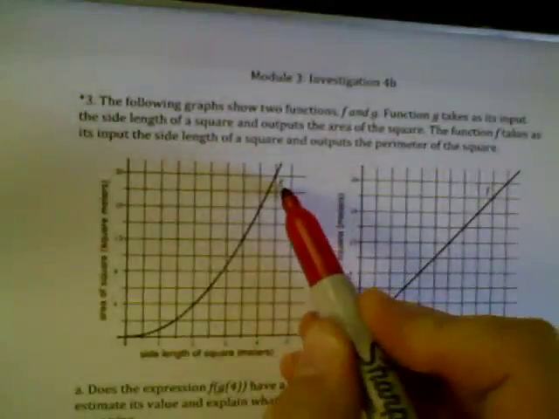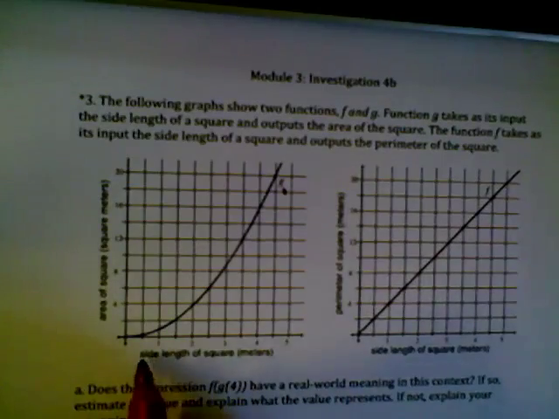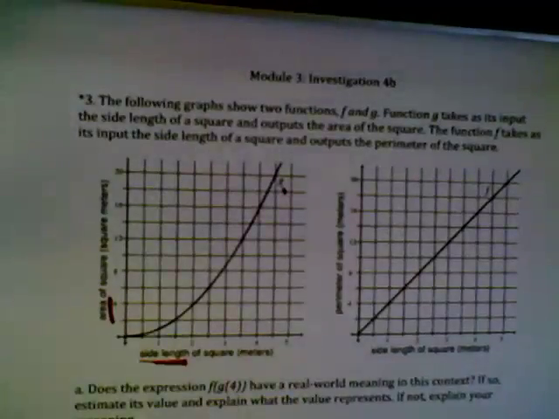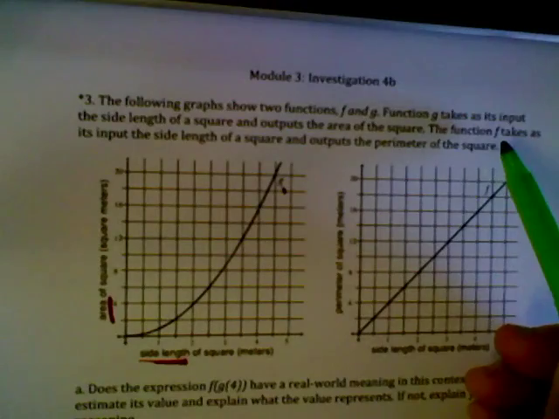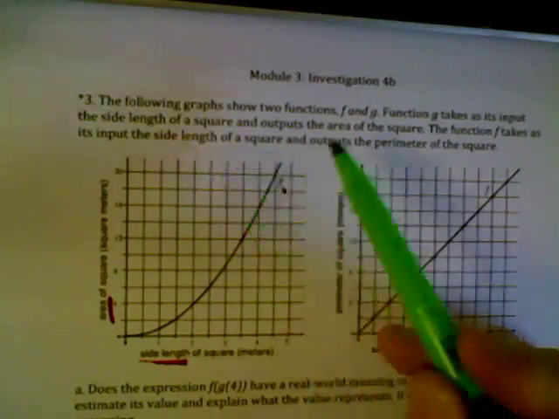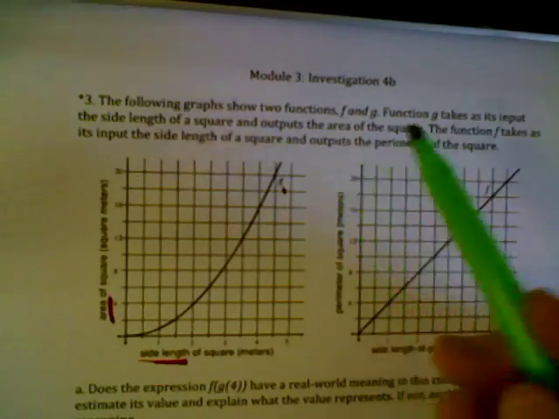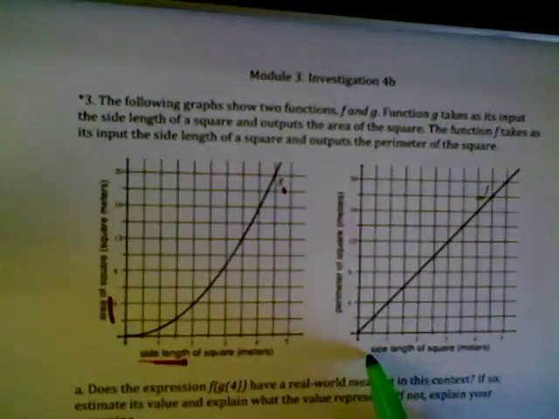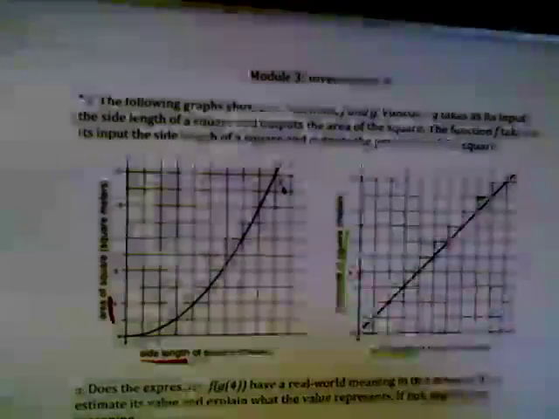So here's function g. Inputs the side length in meters and outputs the area. And then there's a second function, f, that takes as its input the side length of the square, but then outputs the perimeter of the square. So function f is the second graph. Input side length of a square in meters and output the perimeter of a square in meters. Scoot this up a little bit so we can just see the graphs and the questions.